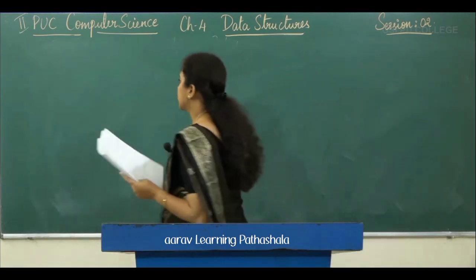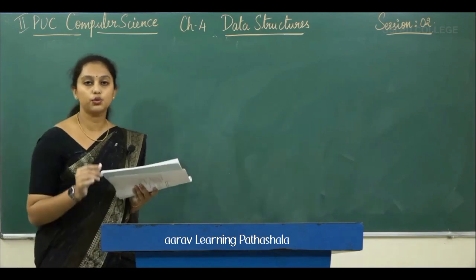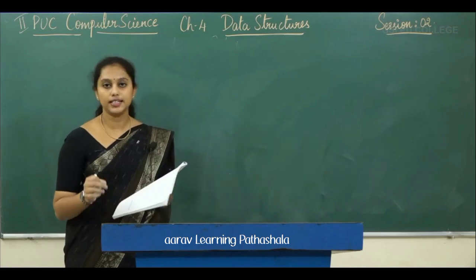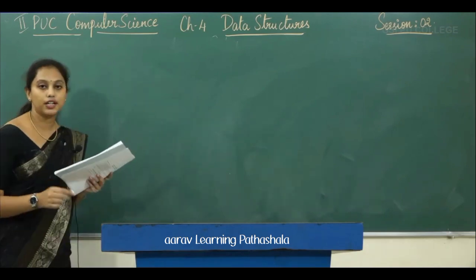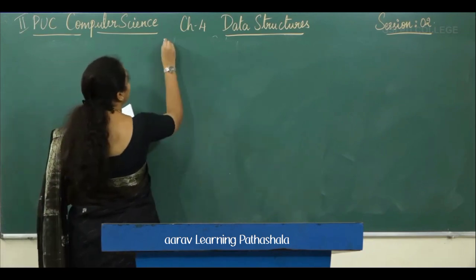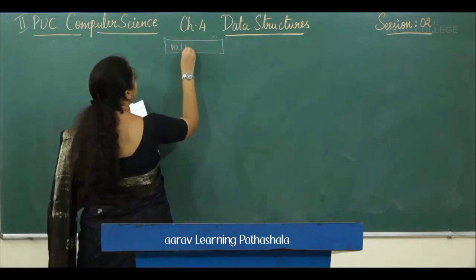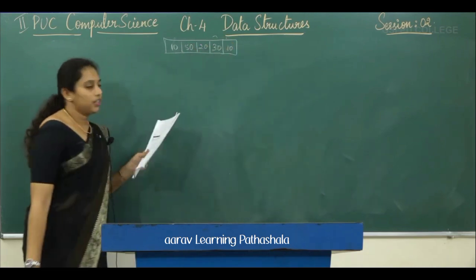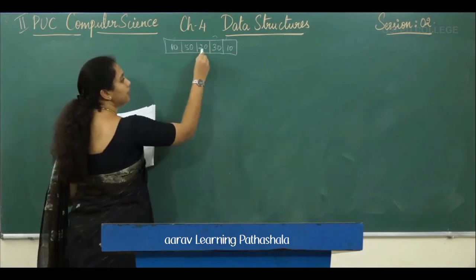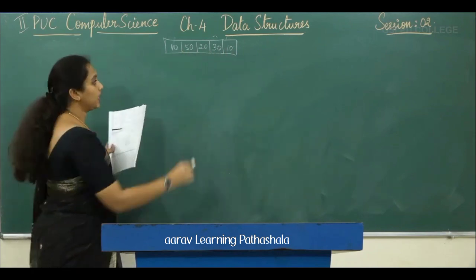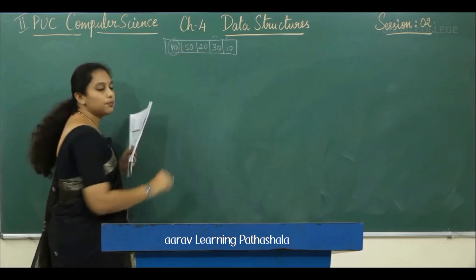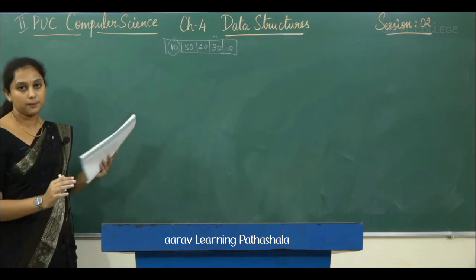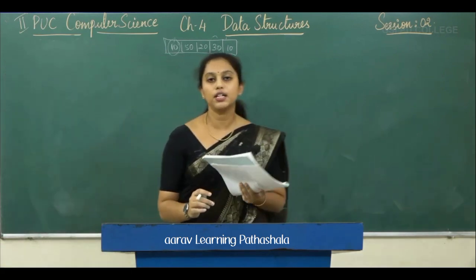Now, let us try to write a program to find the frequency of presence of an element in an array using class. So what is the frequency of presence in an array? See, for example, if an array contains 10, 50, 20, 30 and 10, how many times is the element 10 present? That is 2 times. That is what we are going to find: the frequency of presence of an element in an array.